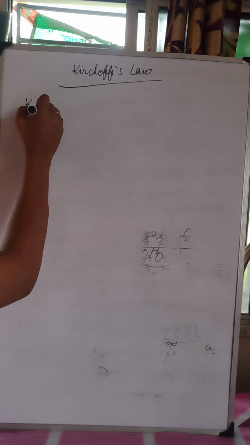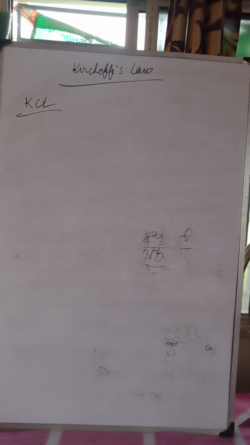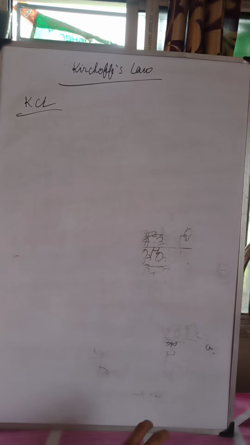One is called KCL, Kirchhoff's current law. According to Kirchhoff's current law, the algebraic sum of the total current meeting at a point in a circuit will be equal to 0.